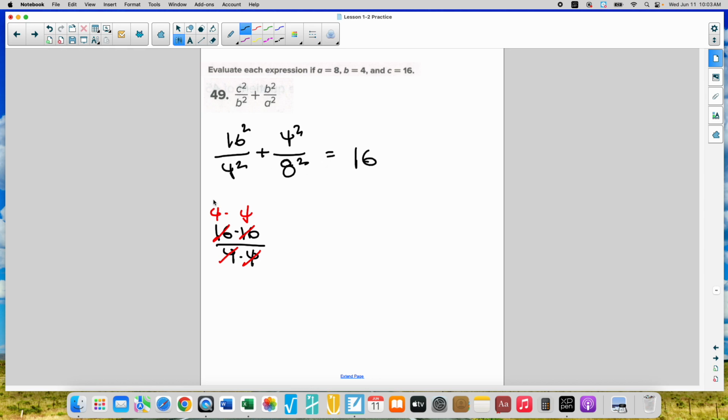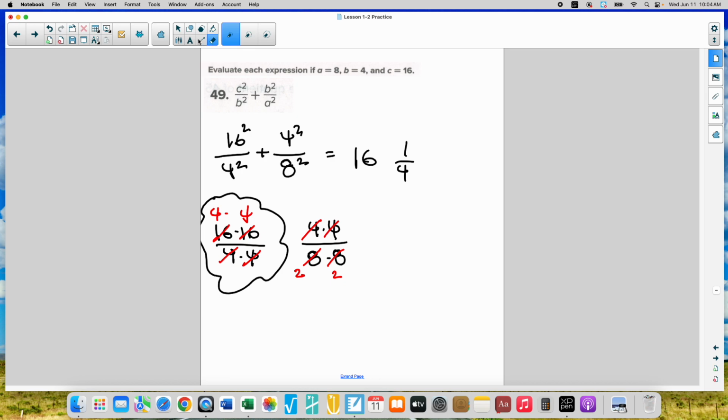And then I'm going to do the same for 4 squared, which is 4 times 4, over 8 squared, which is 8 times 8. And these are going to cancel. 4 goes in 2 times, 4 goes into 8 2 times. And that leaves me with 1 over 4. Now we can, oh, that's plus, Mr. Mack, plus. Thought we were going to get away with something really nice. Plus, okay, so 16 and fourths.